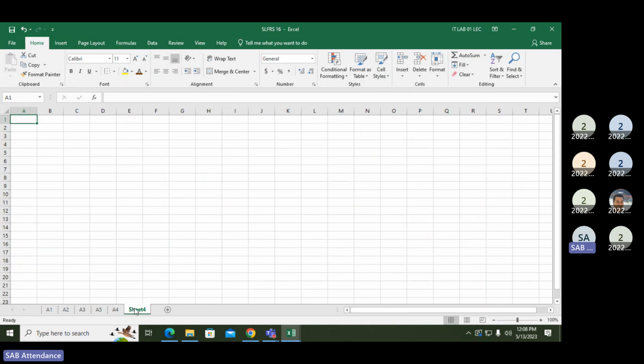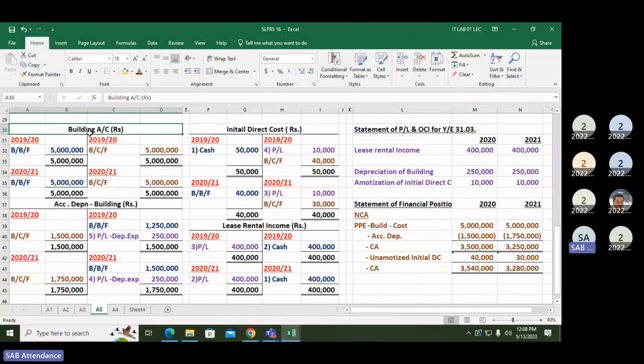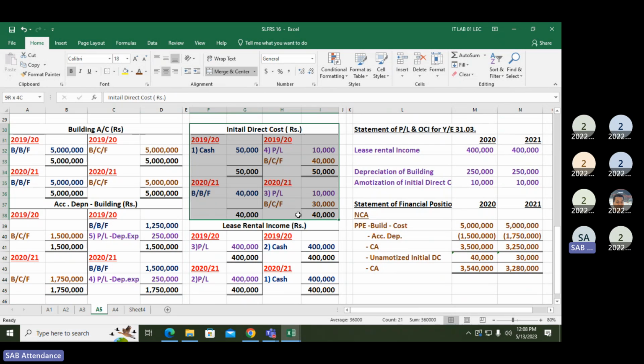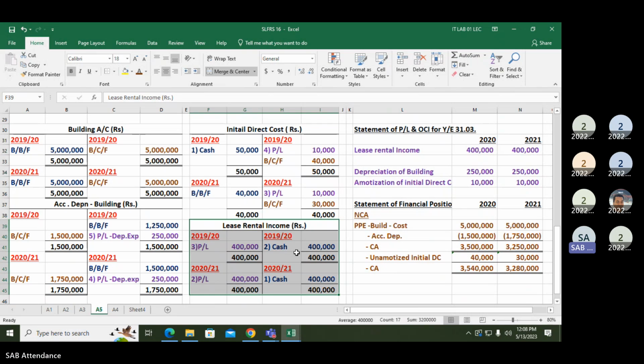When it comes to operating leases, the lessor keeps the original asset. No lease receivable; instead you have the leased asset, the building or machine, whatever, that is depreciated over the useful life. The initial direct cost should be deferred and amortized. And the lease rental is annually recognized as income to P&L.